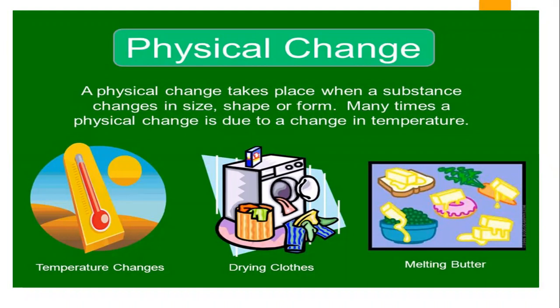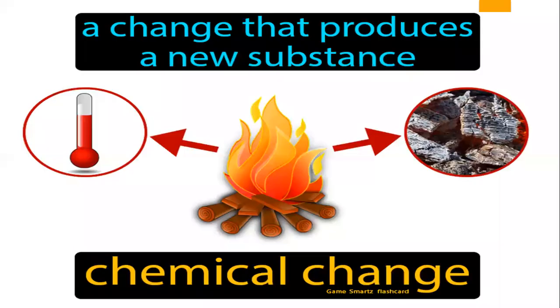Now, a physical change takes place when a substance changes in size, shape, or form. Many times, a physical change is due to a change in temperature. Whenever temperature changes, for example, if there is ice left on the kitchen counter, it will melt. So there, due to the temperature, it is going to change its form from solid to liquid. So a physical change takes place when a substance changes in size, shape, or form.